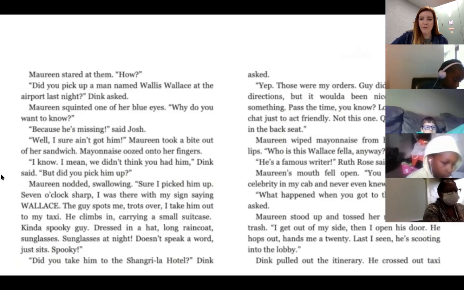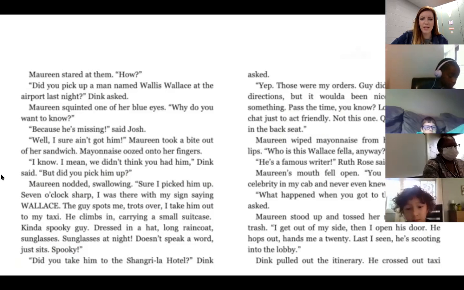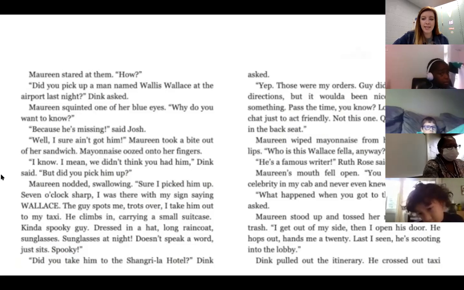Maureen wiped mayonnaise from her fingers and lips. "Who is this Wallace fella anyway?" "He's a famous writer," Ruth Rose said. Maureen's mouth fell open. "You mean I had a celebrity in my cab and never even knew it? What happened when you got to the hotel?" Josh asked. Maureen stood up and tossed her napkin into the trash. "I get out of my side, then I open his door. He hops out, hands me a 20. Last I seen, he's scooting into the lobby."